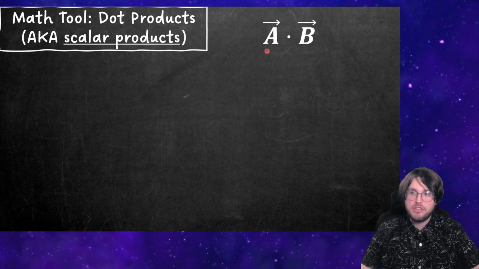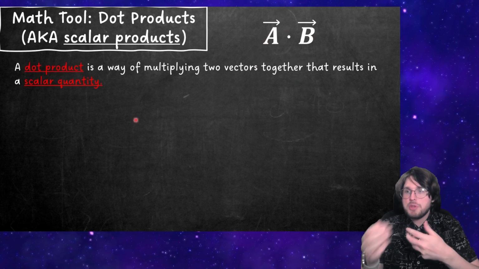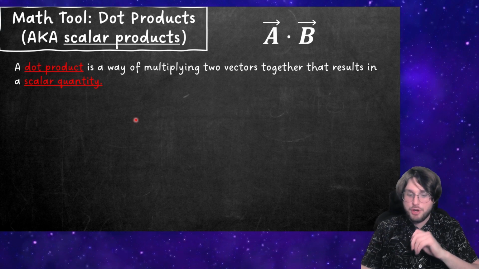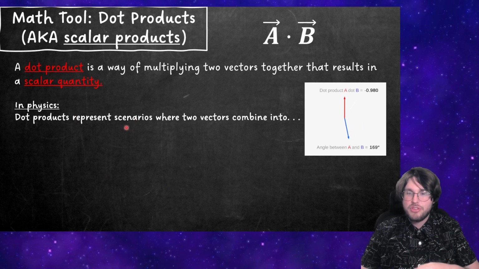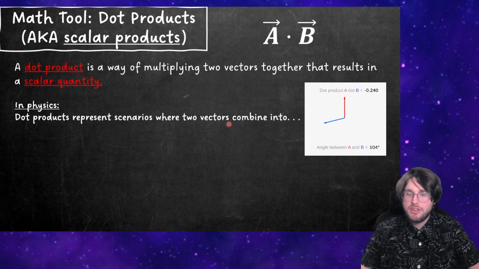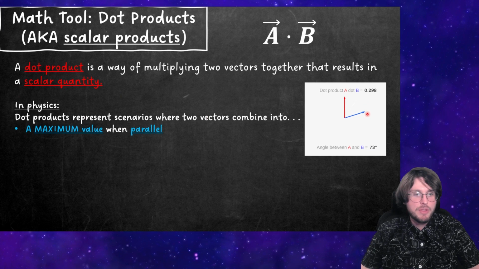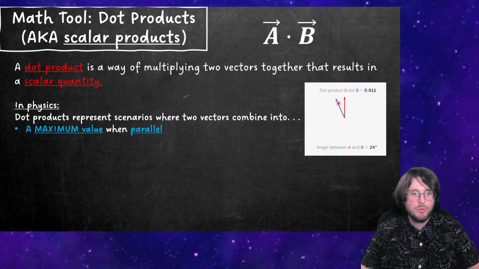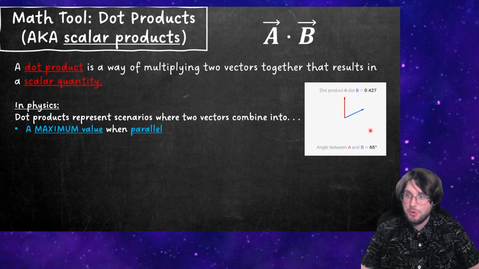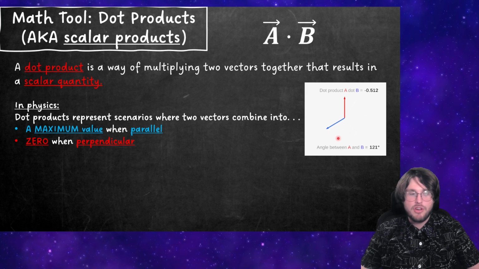It's denoted by this over here. So you have a vector A and a vector B. It would be A dot B. A dot product is simply a way of multiplying two vectors together that results in a scalar quantity. Now that's a little abstract. In physics, generally these things are used to model scenarios in which two vectors combine into a maximum value when parallel. Notice if we watch this here, when they become parallel, that's when this number is going to be at its maximum, at either 1 or -1. We'll watch one more time, and then it starts falling. Cool. And they will equal 0 when the vectors are perpendicular.